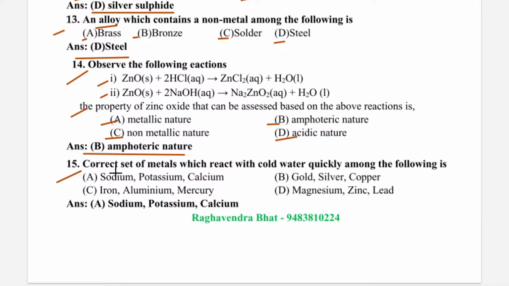Next question. Question number 15. The correct set of metals which react with cold water quickly among the following is. Option A, sodium, potassium and calcium. B, gold, silver and copper. C, iron, aluminum and mercury. D, magnesium, zinc and lead. We all know that sodium, potassium and calcium, this set of metals react with cold water quickly. So option A will be the correct one here, that is sodium, potassium and calcium.